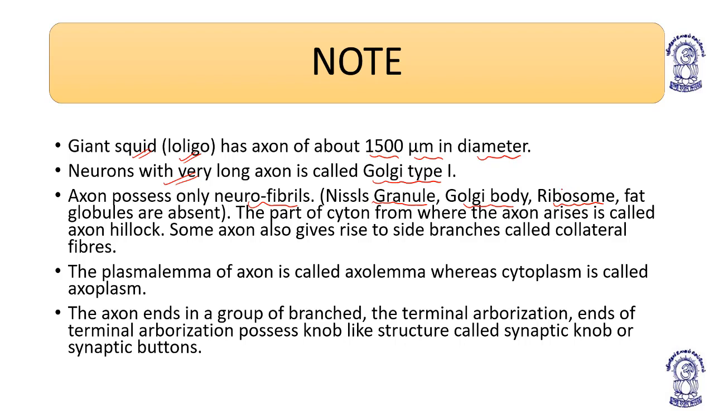The axon is usually branched only terminally into cylindrical branches called telodendria or telodendrites. Understood? These telodendria have a knob-like structure which is known as what? End bulbs or axon terminals.